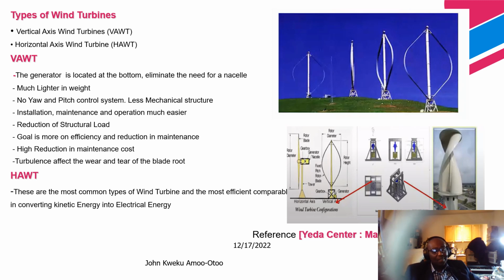Now let's talk about the horizontal axis wind turbine. Like I made mention, this is the most common type of wind turbine that we have. Its purpose, and matter of fact the purpose of all wind turbines, is to convert kinetic energy into mechanical energy and thence to electrical energy. They are the most dominant in recent days in wind power plants or wind farms.